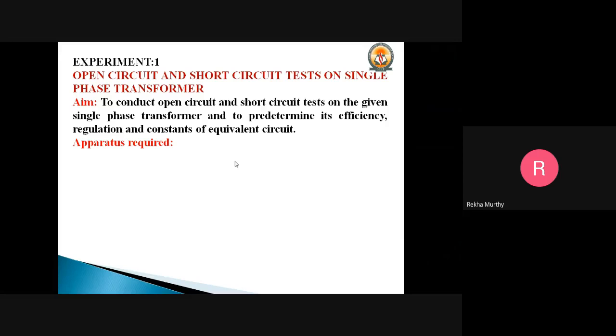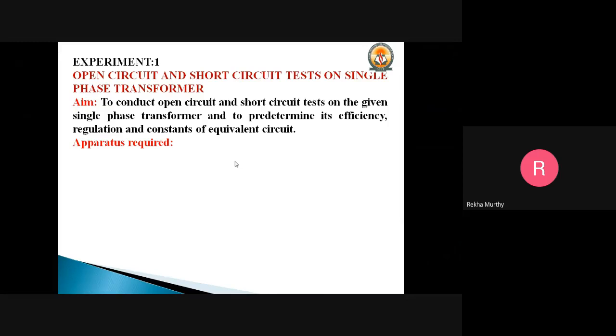Before that, let me brief about why we conduct this experiment. Whenever we would like to find out the behavior of any device under certain operating conditions, we need to predetermine its parameters. What are those parameters? It can be efficiency, regulation, and other constant parameters. So here, I'm going to perform the test on a single phase transformer.